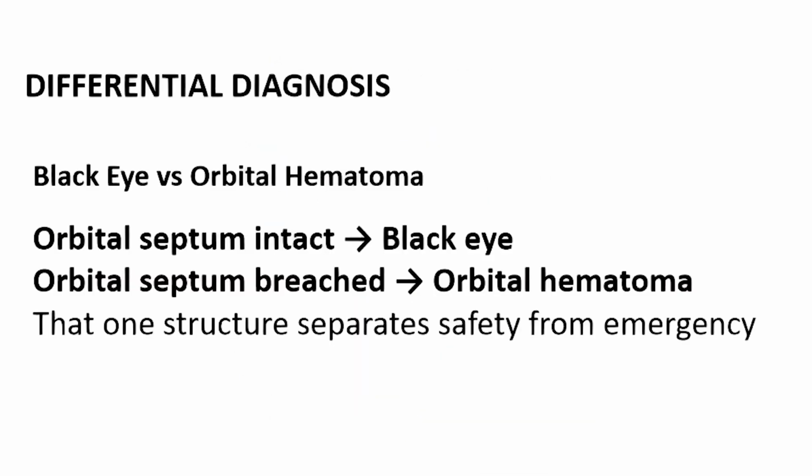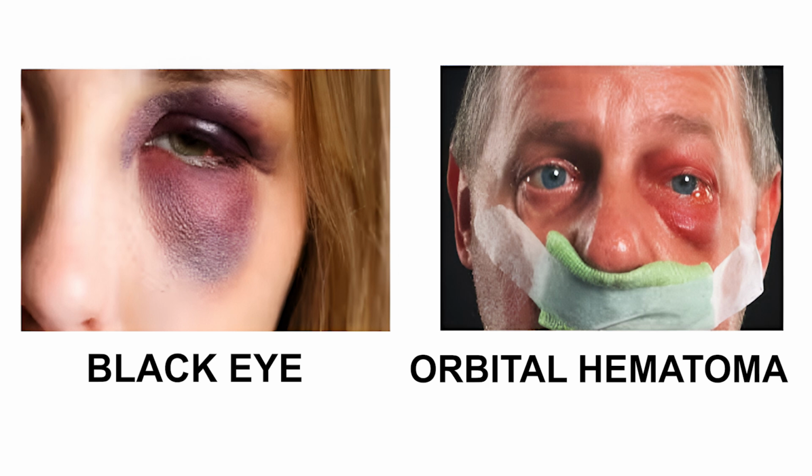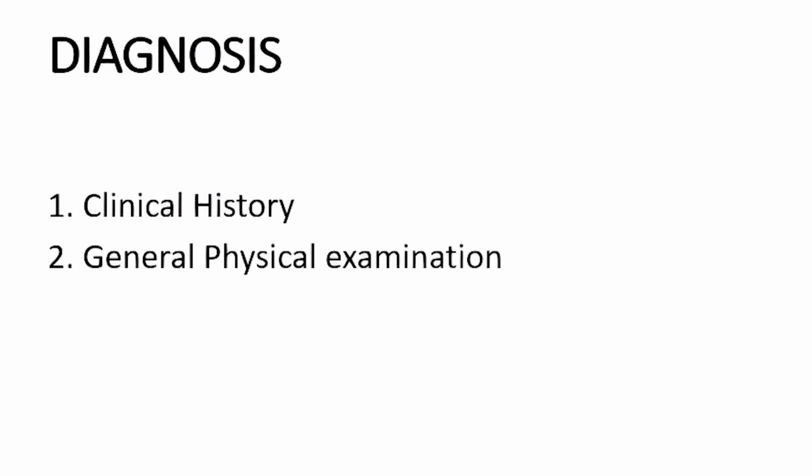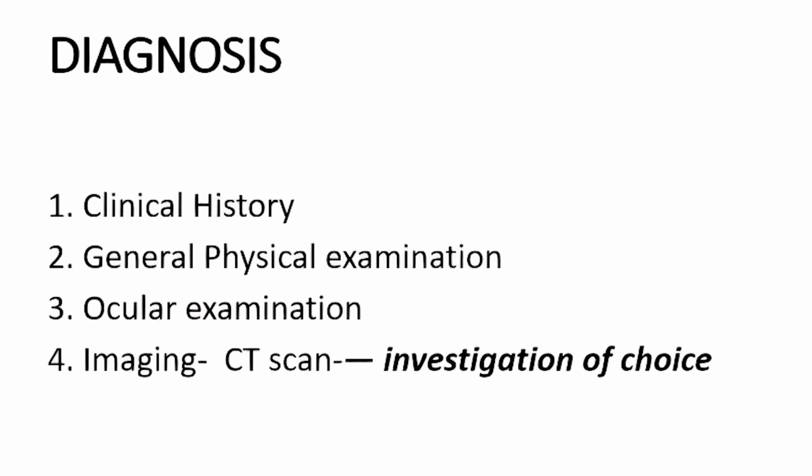The distinction between a black eye and orbital hematoma depends on the orbital septum. If the orbital septum is intact, this is a black eye. But if the orbital septum is breached, this is an orbital hematoma, an ophthalmic emergency. Diagnosis is based on clinical history, general physical examination, ocular examination, and imaging. CT scan of the orbit and facial bones is the investigation of choice.